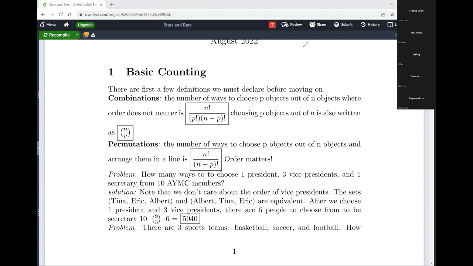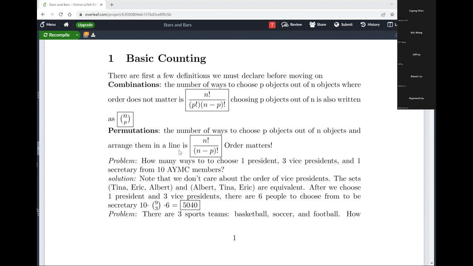But let's say you have red, red, blue, and white, this would be different because you have this n minus p factorial, and essentially we have to divide by 2 factorial because there's a repeat of 2. So this would be using the same logic as before, but divided by 2 factorial. So that's one application of permutations.